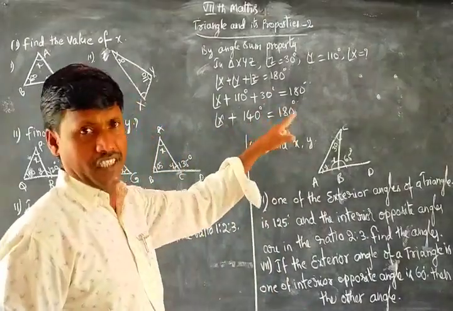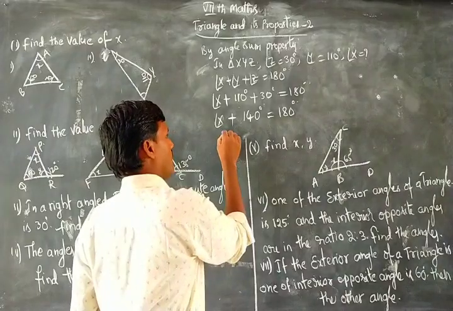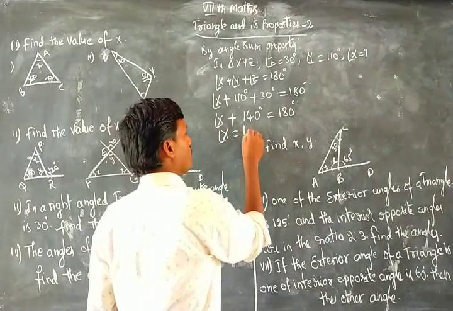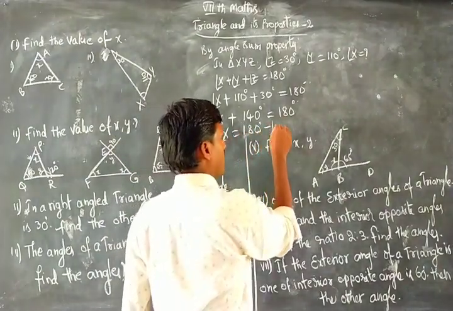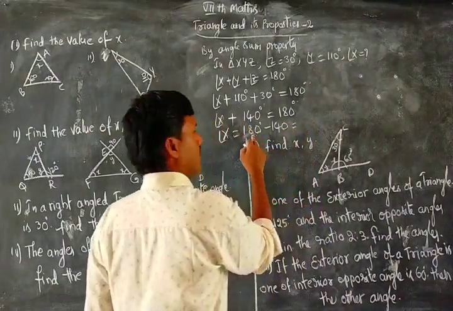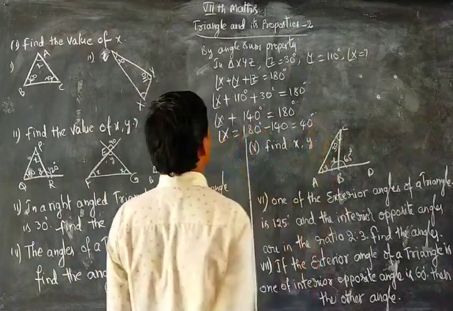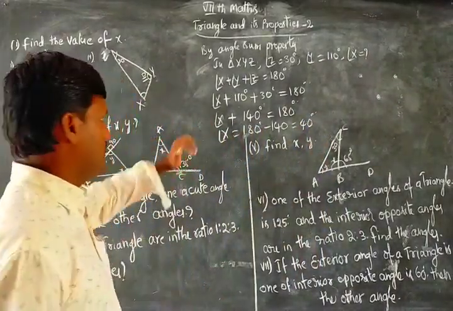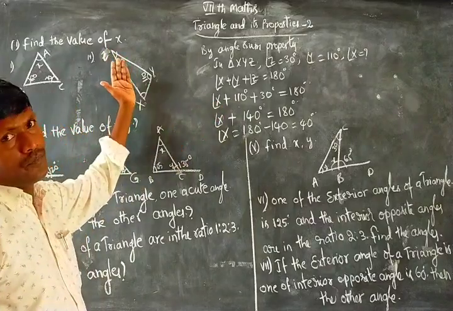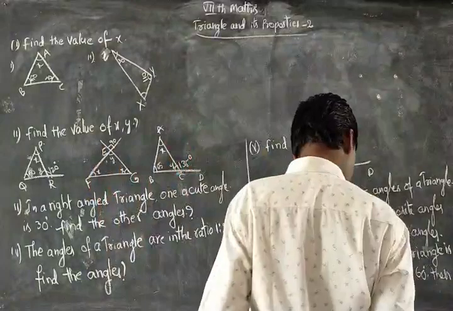Transposing 140 to the right side, 140 becomes minus 140. Then we can write angle x is equal to 180 degrees minus 140. Directly we can get the difference between 180 and 140, which is 40. So we got the angle x value. This is the solution of the second question.